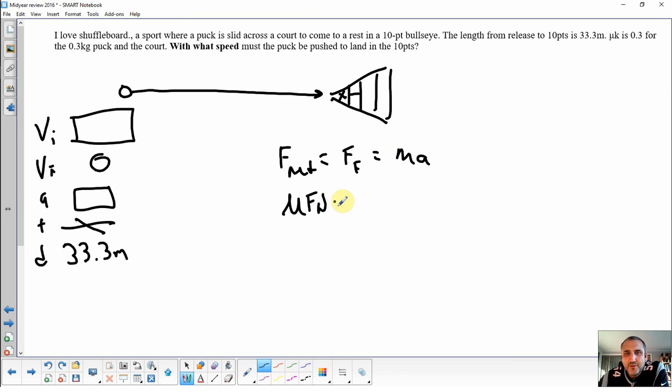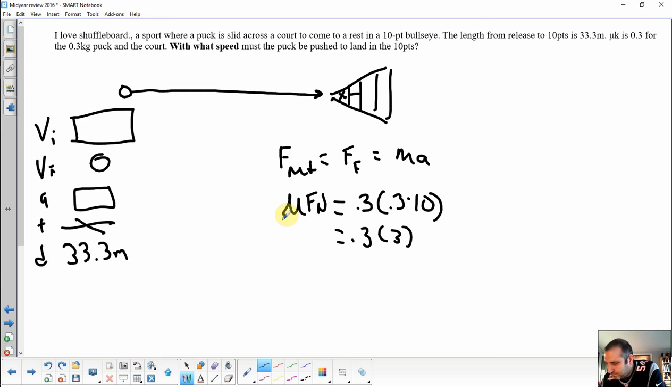So mu times the normal force is mu, which is 0.3, times the normal force, which is 0.3 kilograms, times 10. So 0.3 times 10 is 3, times mu of 0.3 gives us a force of friction of 0.3 times 3, 0.9 newtons.